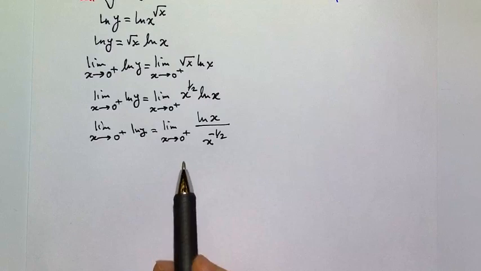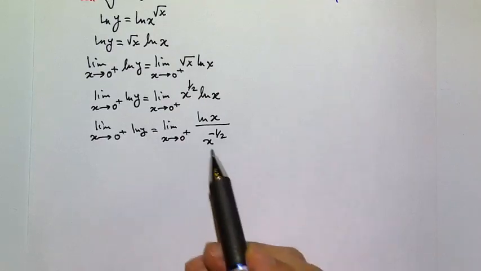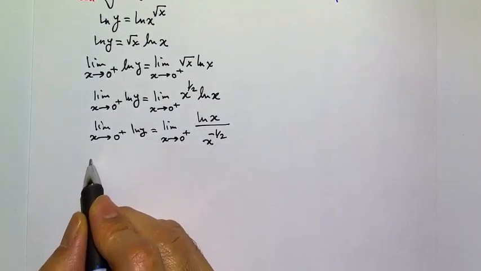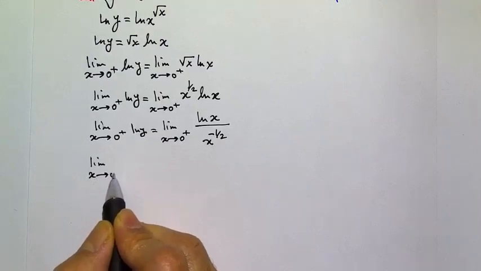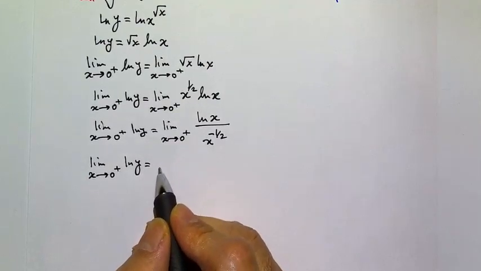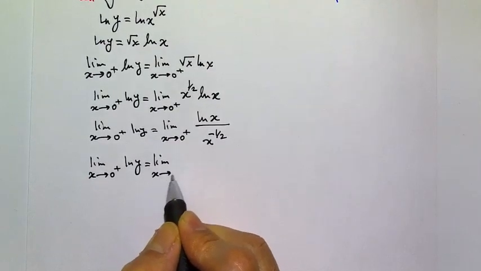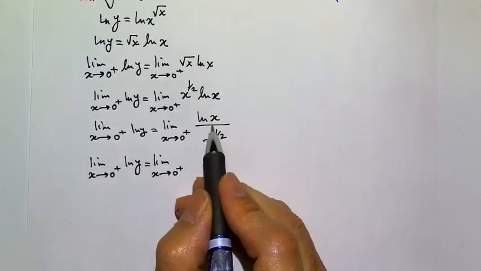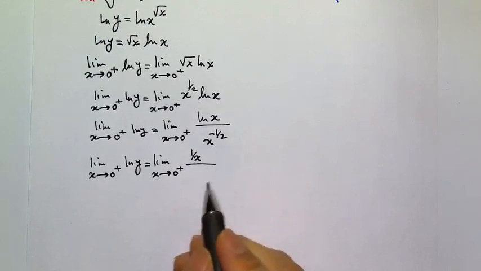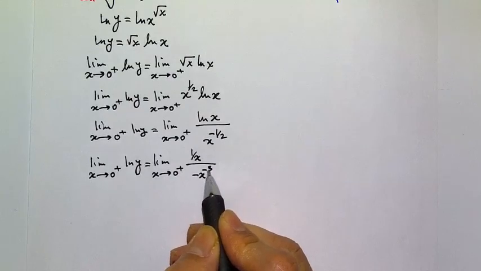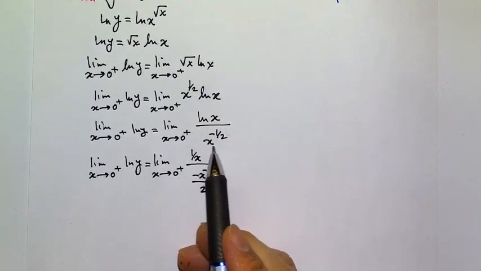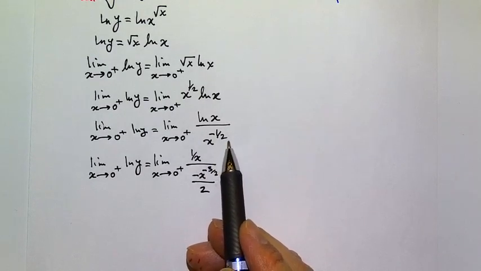Now we can apply L'Hopital's rule. On the left, everything stays the same. So we have the limit as x goes to 0 from the right-hand side of natural log of y equal to the limit as x goes to 0 from the right-hand side. The derivative of natural log of x is 1 over x, right? And the derivative of this is just minus x to the minus 3/2 power divided by 2. So that minus is minus 1/2 times that. Reduce the power by 1, and we get that.